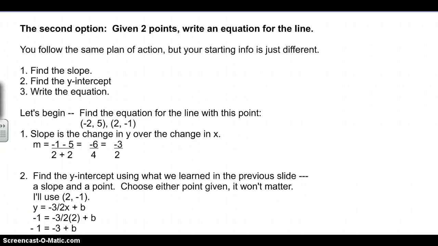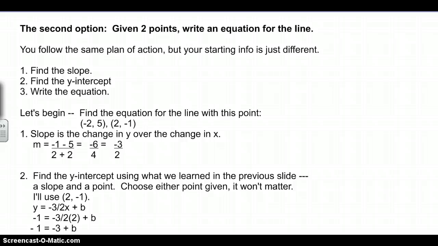So let's start. If you want to find the equation for the line that has these 2 points on it, -2, 5 and 2, -1, the first thing we do is find the slope. Slope is the change in y over the change in x. So I'm going to calculate the slope. -1 minus 5 divided by 2 minus -2. That's 2 plus 2. So it's negative 6 over 4, and that equals negative 3/2. So now we have the slope.